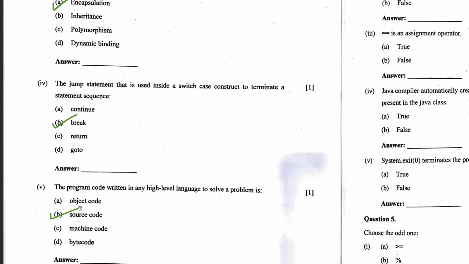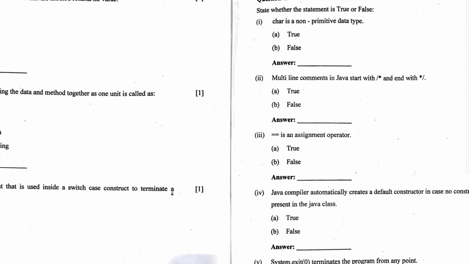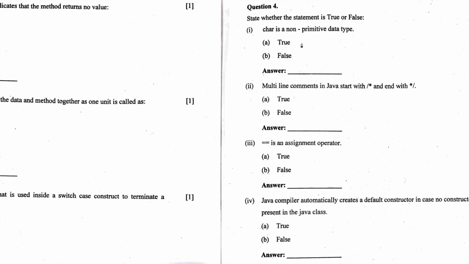Any high level language in which we write, the programming language in which we write, is called a high level language, and so the code that we write is called source code. Okay, moving on, question 4, true or false? Char is a non-primitive data type. False. Char is a primitive data type.